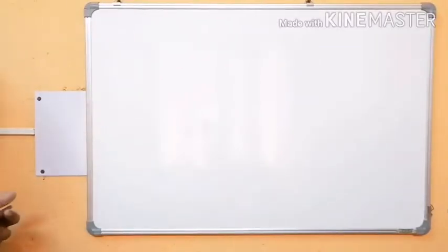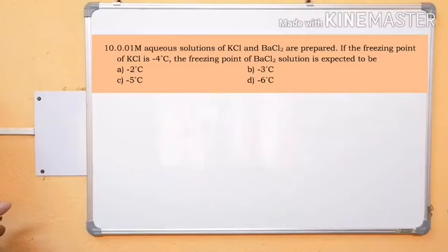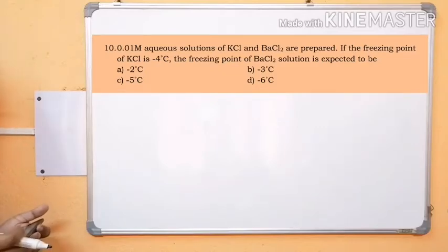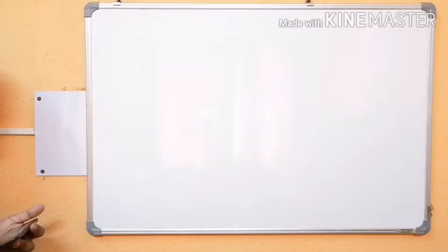The next question is: 0.01 molar aqueous solutions of potassium chloride and barium chloride are prepared. If the freezing point of potassium chloride is -4 degrees, the freezing point of barium chloride solution is expected to be... Again, you can see it's a similar question. So this question you can answer yourself. Please send the answer in the comment section, then we will discuss it afterward. So let's move to the next one.